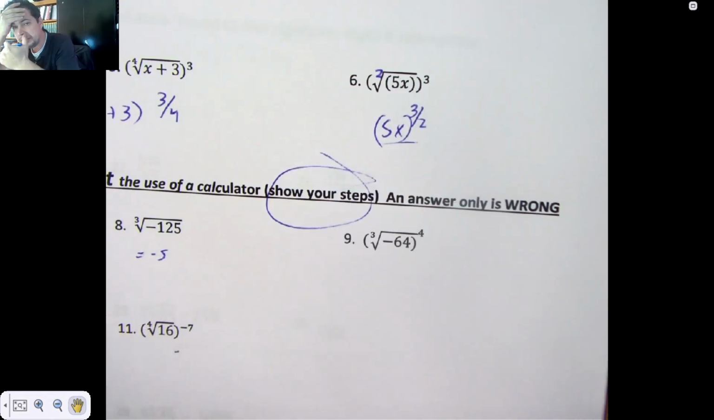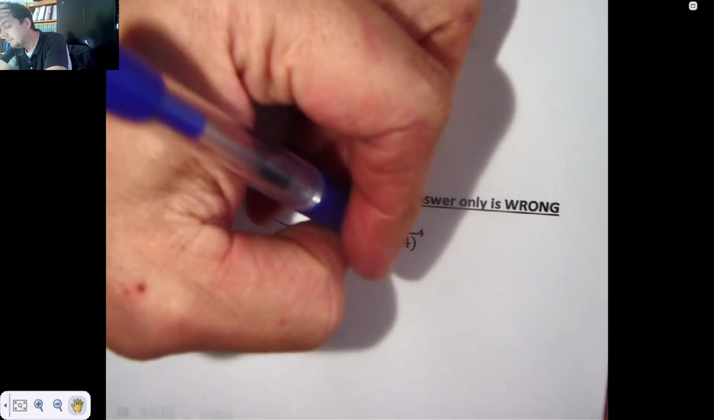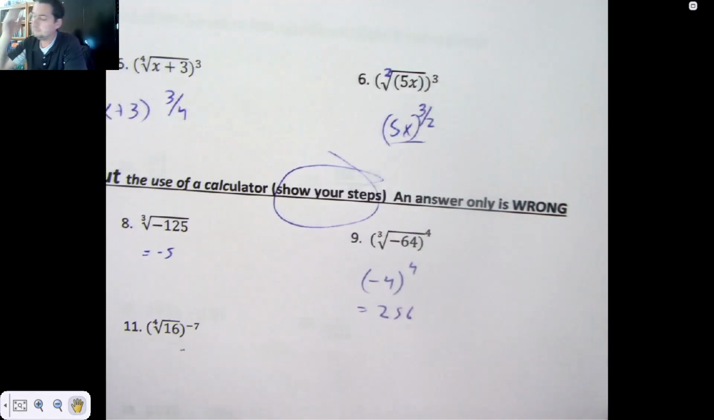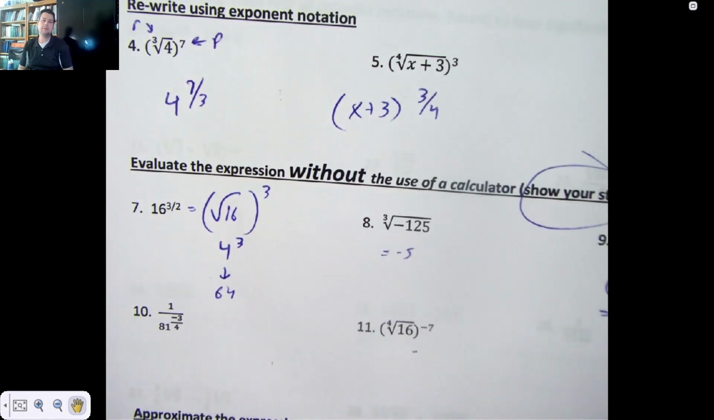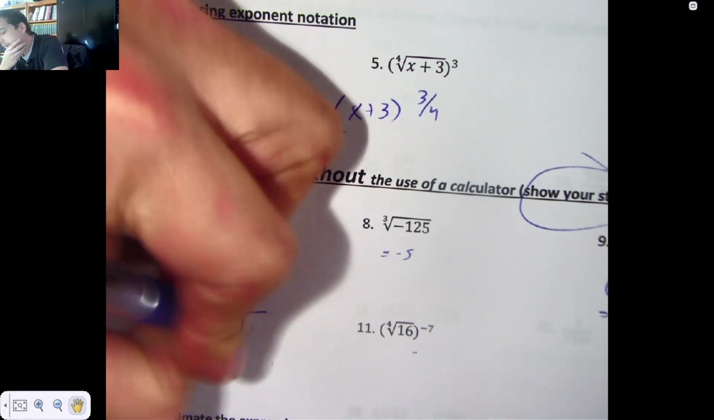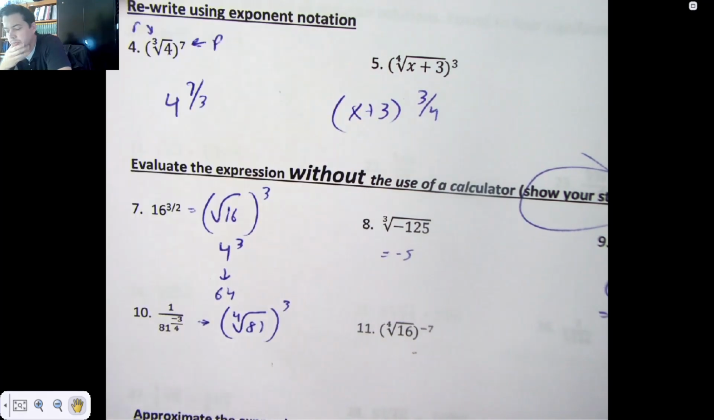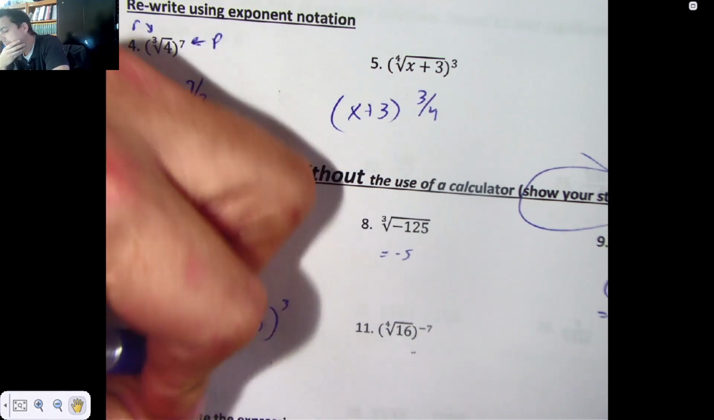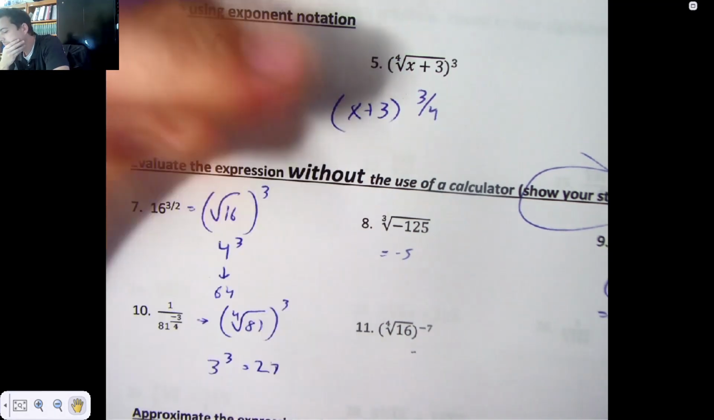This one, you're going to take the cubic root of negative 64 and you're going to raise it to the 4th. So the cubic root of negative 64 is negative 4. Then you're going to raise it to the 4th power and you're going to get 256. All right, here we have 1 over 81 to the negative 3/4 power. That is the 4th root of 81 that we turn around and cube. We raise it up high, it had a negative exponent. The 4th root of 81 should be 3. So this becomes 3 cubed, which is 27.